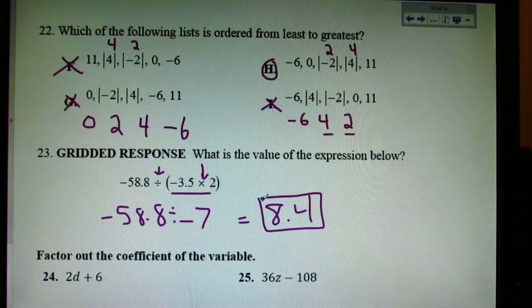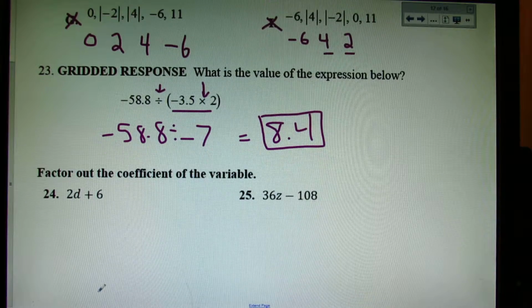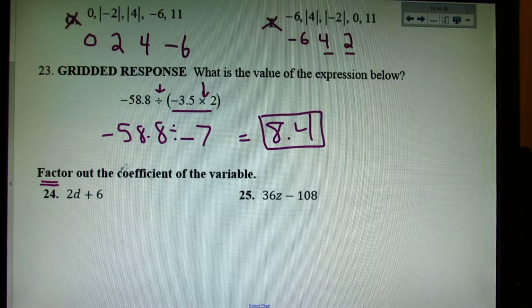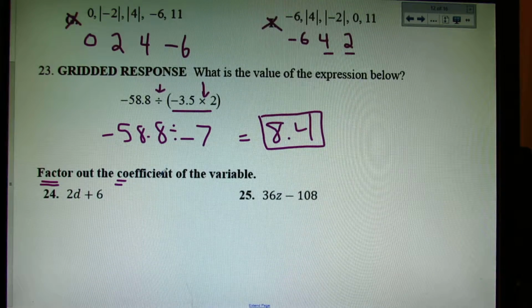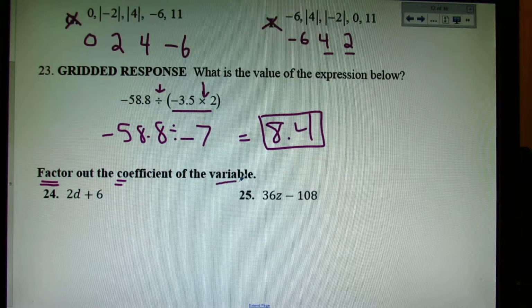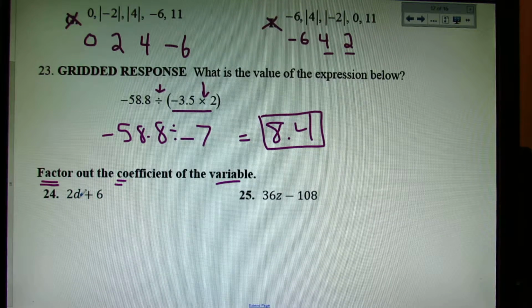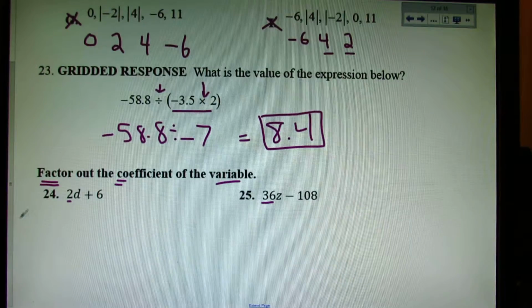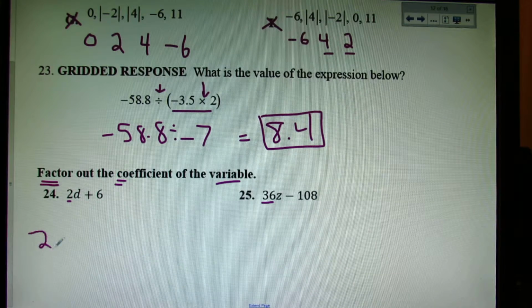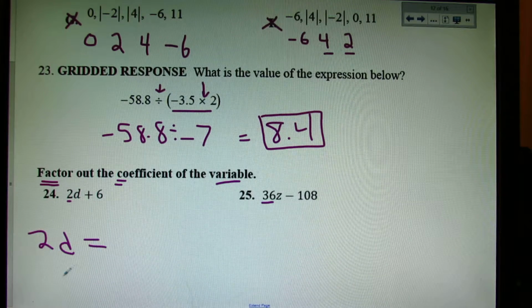Sorry for my sloppy handwriting. Alright. Next one. Factor out the coefficient. Again, the word coefficient, like co-worker, someone who works with a variable. Well, there's my variable, the letter D, and there's my variable, the letter Z. The coefficient is a 2, and the coefficient here is 36. So I'm going to separate 2D and 6, and I'm going to factor out the coefficient.